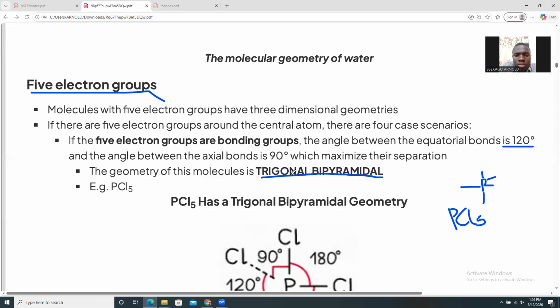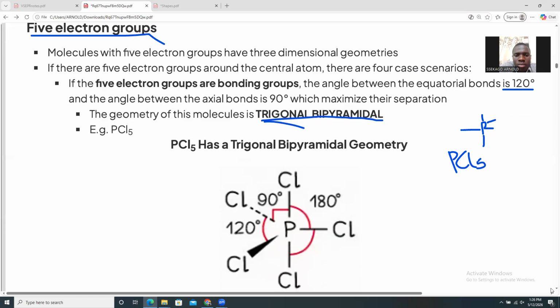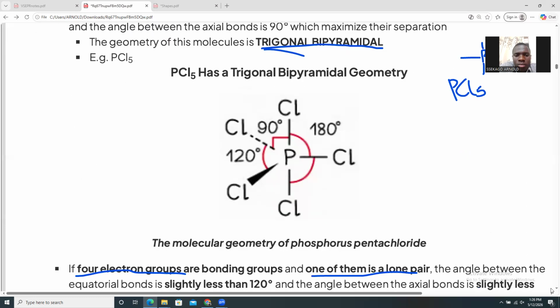Now for 5 electronic groups, I want to say the same thing. One can have 5 lines. I am assuming that you still recall what I mean by an electronic group. We can have 5 lines like these ones here, and we call that trigonal bipyramidal. Still for 5 things, colleagues, I can have 4 lines and 1 lone pair. Those are still 5.